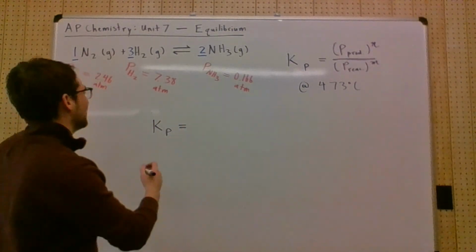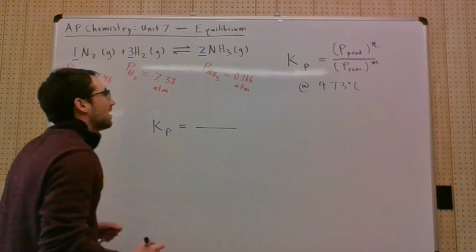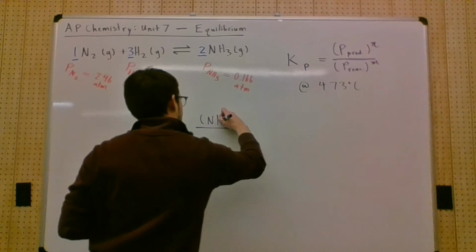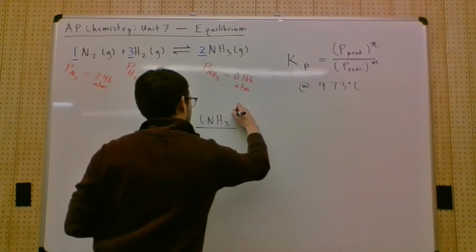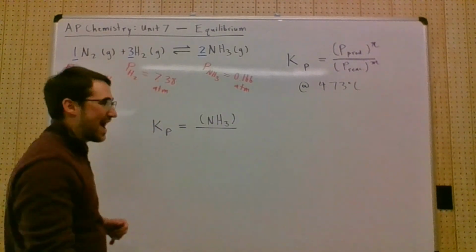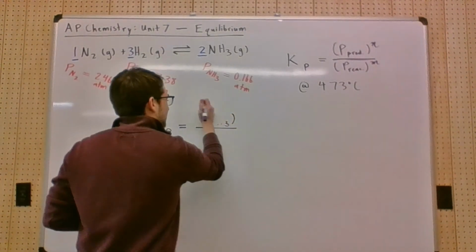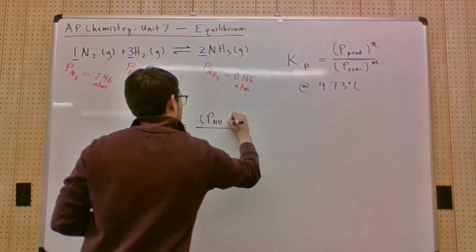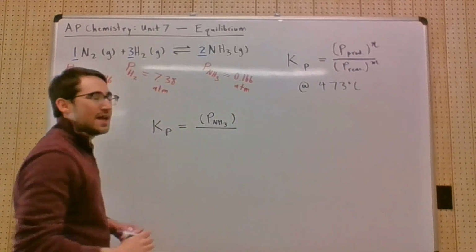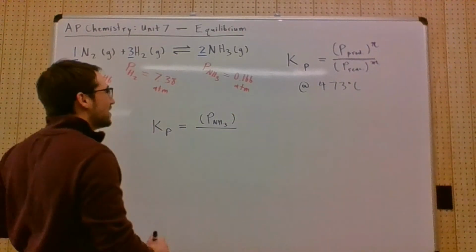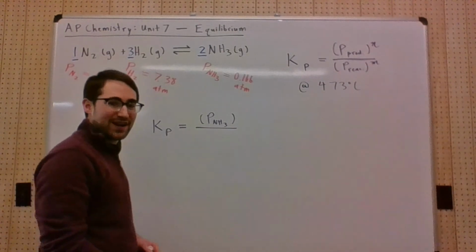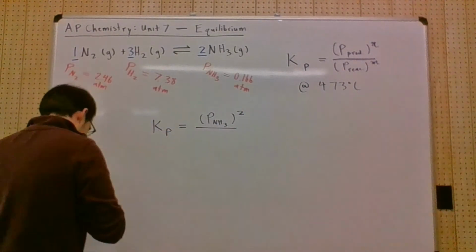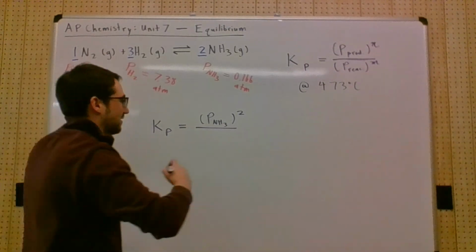Kp is equal to our product, NH3, and we want the pressure of that. And its coefficient in the reaction is 2, so that's the exponent right here. Actually, let me color code it.